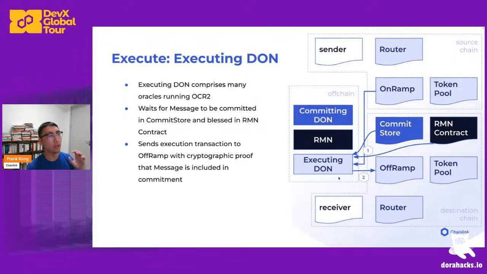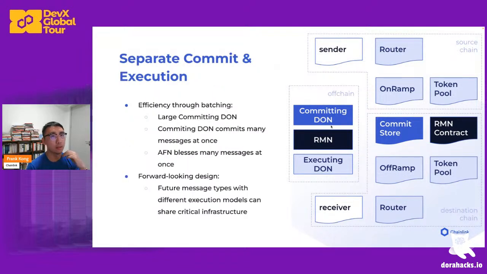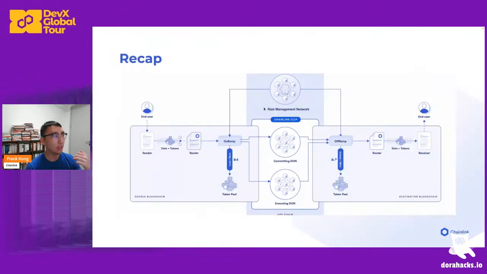So these are the three steps to move one transaction, move the message from the source chain to the destination chain. And the commit and execution parts are actually two steps, and that is totally separate, right? And this one is a recap for the whole process. So for this recap, maybe it's easier to understand.